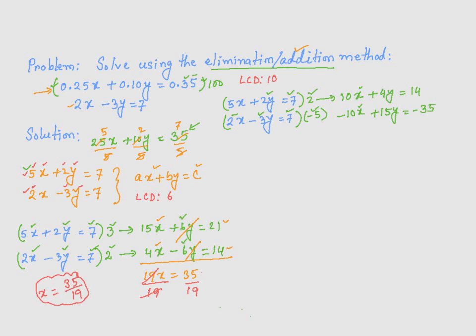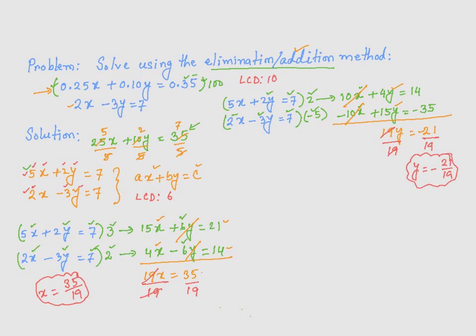At this point, I'm going to add these two equations. Positive 10x, negative 10x cancel out. 4y plus 15y is 19y is equal to 14 minus 35, which is 21, but negative. Okay. Now we divide both sides by 19. We are solving for y. 19 and 19 are going to cancel out on the left. That's going to give me y is equal to negative 21 over 19. And that's what it is.